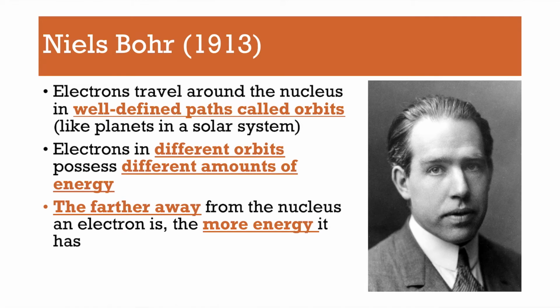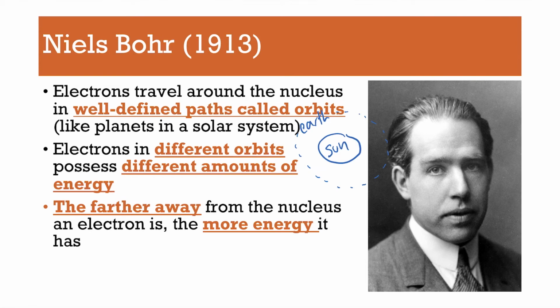Okay. Now, it's 1913, and this dude named Niels Bohr comes into play. And what he contributed is he said, well, electrons exist, we already know that, but they exist in these well-defined paths called orbits. So if you think about our solar system, you have the sun, and then here's Earth, and it just goes around in its orbit. And then you have all the other planets. So that's why this one is called the planetary model.